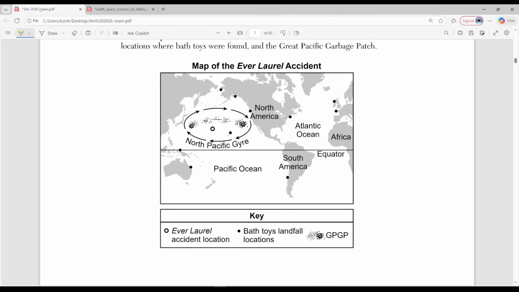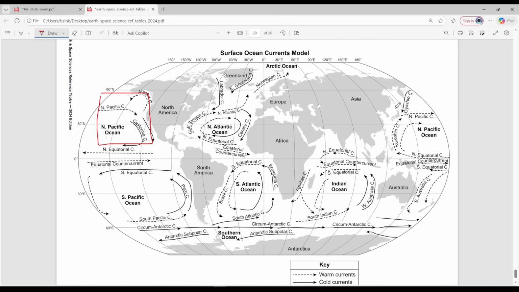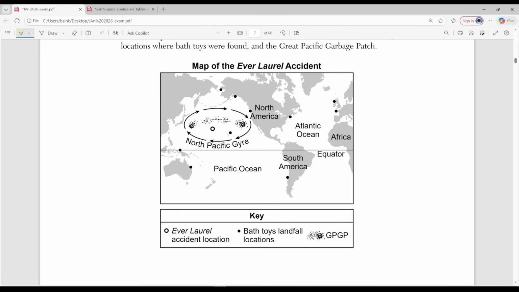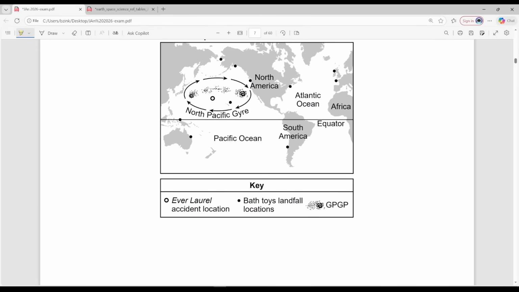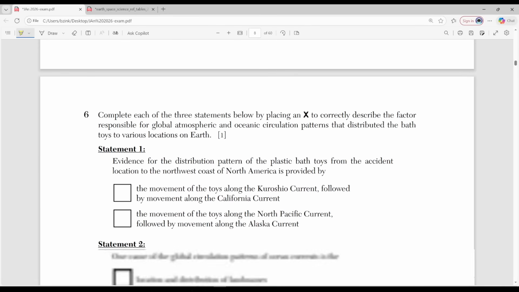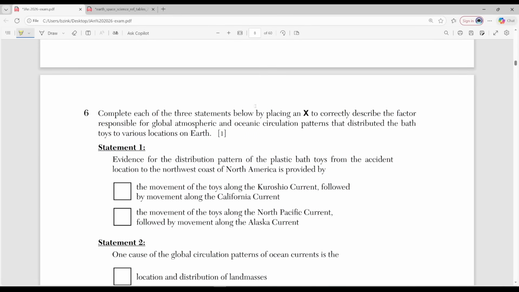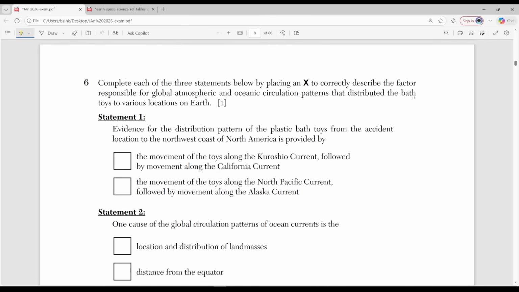Okay. That's the North Pacific. It's to the west of North America, so technically it's also here. Okay. Let's see what it has to say here. Complete each of the three statements by placing an X to correctly describe the fact. Okay. Describe the factor responsible for the global atmospheric and ocean circulation patterns.